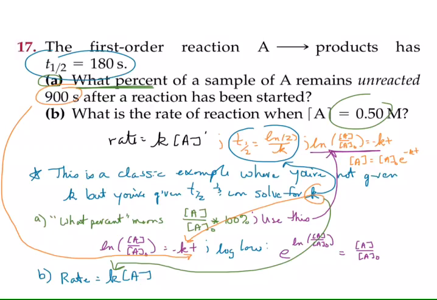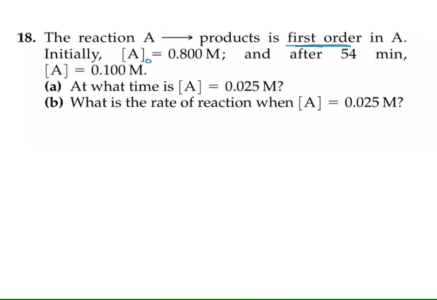For B, it says, what is the reaction rate when your molar concentration is 0.50? So this goes to the rate law expression. Remember, the rate law expression says, what is your rate given your K and molar concentration? So we set the molar concentration at 0.50. You got K from your half-life, so that one's not too bad.